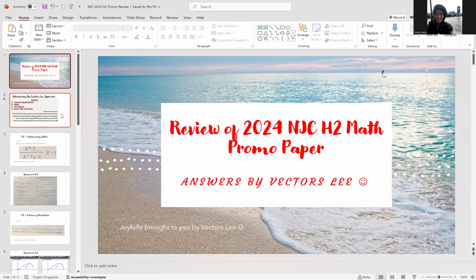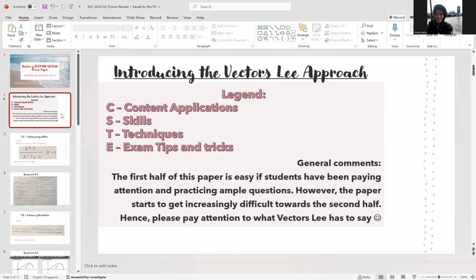So here I'm going to introduce the approach that I use to tackle each and every single question. It is important and crucial to know my approach because you all need to get used to these four things over here. CSTE. C means content application. S means skill. T means technique. E means exam tips and tricks. These four are extremely crucial because if you know each of them and apply them to different question types, then probably the next exam is going to be a piece of cake for you.